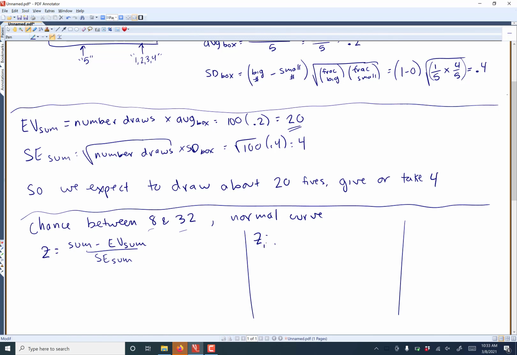So z-value number 1, you don't really have to put the 1, but I just put a 1 to remind myself I'm finding 2. Let's pick the first value of like 8. So we'll do 8 minus the expected value of 20 over the standard error of 4. So 8 minus 20 divided by 4. Make sure you have parentheses around the top. I get negative 3. For my second z-value, I'm going to pick this 32. So 32 minus the expected value of 20 over 4, again with those parentheses. So 32 minus 20 divided by 4 gives me positive 3.